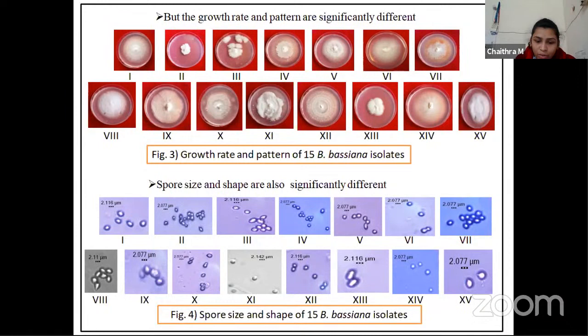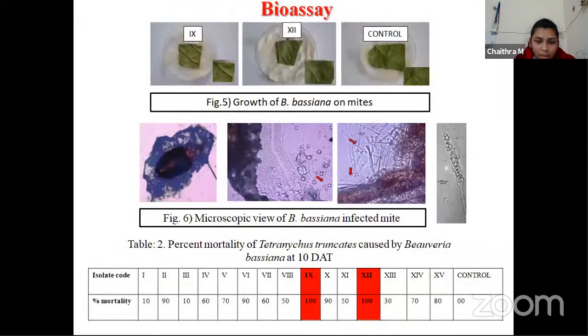Now coming to the bioassay result, due to the treatment of Beauveria bassiana to the mite, the percentage mortality observation was taken. Among the 15 isolates, two isolates, the 9 and the 13 isolate, showed 100% mortality. It was further confirmed by microscopic observation whether the mortality was mainly due to Beauveria infection. The microscopic view shows the presence of Beauveria phialides and spores. Then we can confirm that it is mainly due to Beauveria infection.